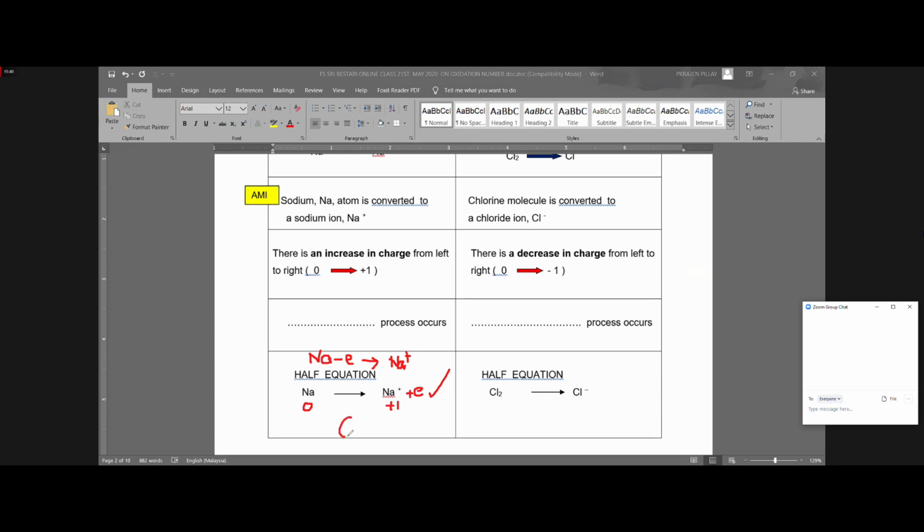So this process is oxidation. How do you know oxidation? You lose electrons. But the -e, you cannot put it there, you must bring it to the right. Remember? Okay. Then we go for this.